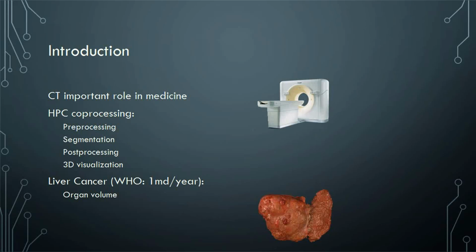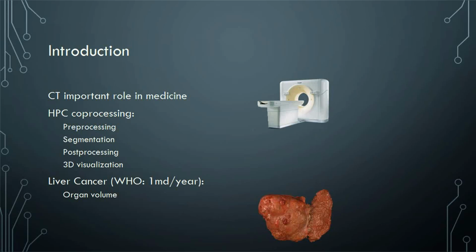Our solution has four main steps. These are preprocessing, segmentation, postprocessing and 3D visualization. The HPC technologies are used in all of them. The next slides introduce all of these steps, and after this I will show you how our solution works.